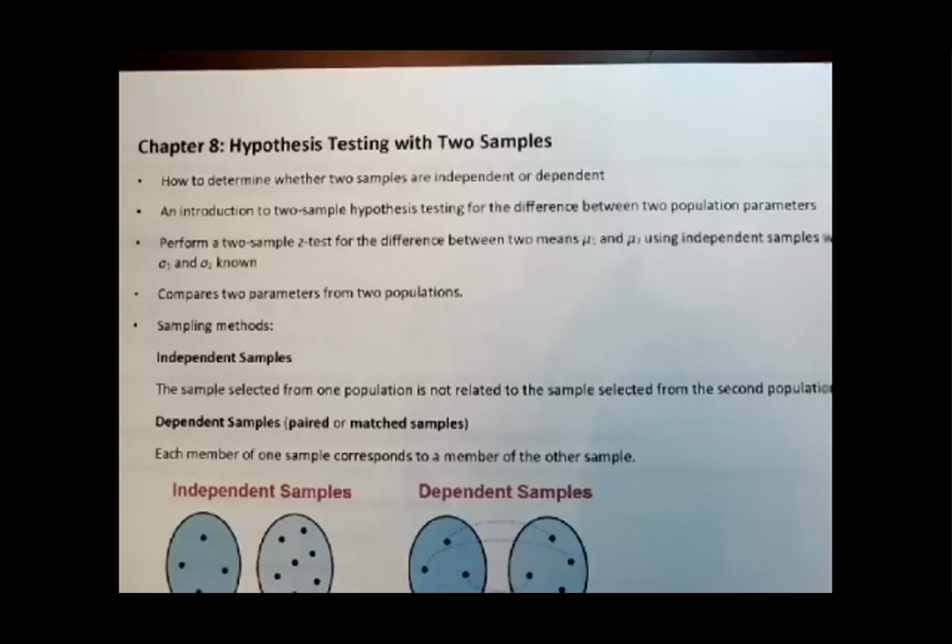All right. So let me tell you guys what chapter 8 is about. Chapter 8, guys, is about comparing two means, two population means. Let me give you a very important example.